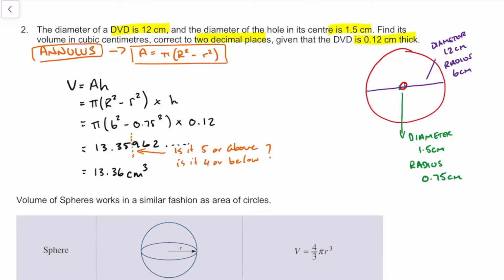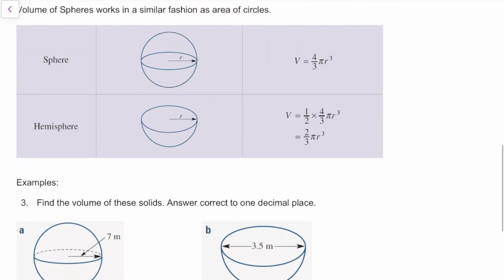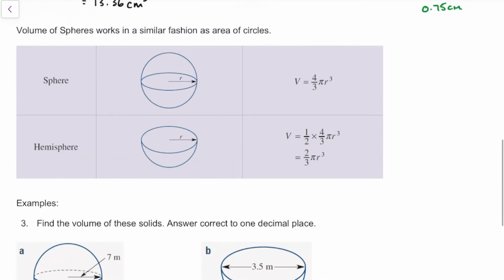Now, we're going to move on to the sphere. The sphere is a little bit different, because it doesn't actually have that cross section. Okay, so a sphere is not a prism. In the same fashion as a cylinder, it doesn't have that cross section that we need to be able to do the area of the face times the height. So we're going to do something slightly different with the sphere and the hemisphere, and that is using these formulas right here.